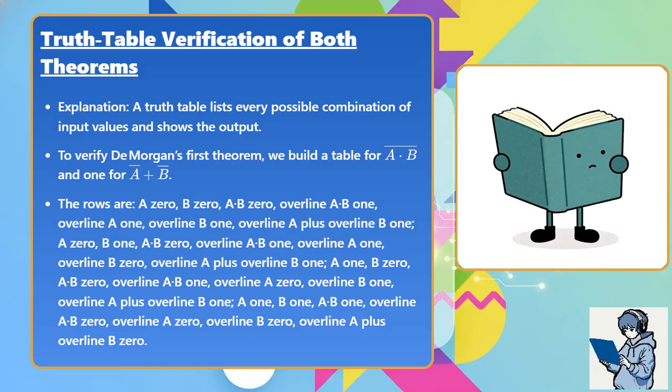Second row, A 0, B 1, A AND B 0, NOT(A AND B) 1, NOT A 1, NOT B 0, (NOT A) OR (NOT B) 1. Third row, A 1, B 0, A AND B 0, NOT(A AND B) 1, NOT A 0, NOT B 1, (NOT A) OR (NOT B) 1. Fourth row, A 1, B 1, A AND B 1, NOT(A AND B) 0, NOT A 0, NOT B 0, (NOT A) OR (NOT B) 0.